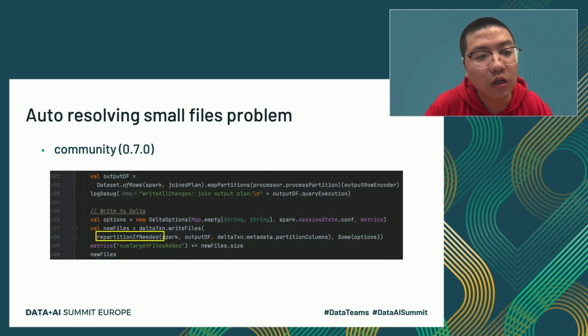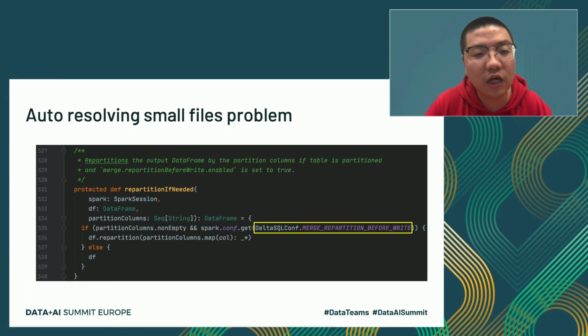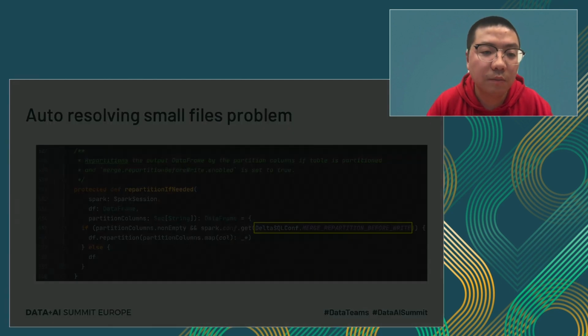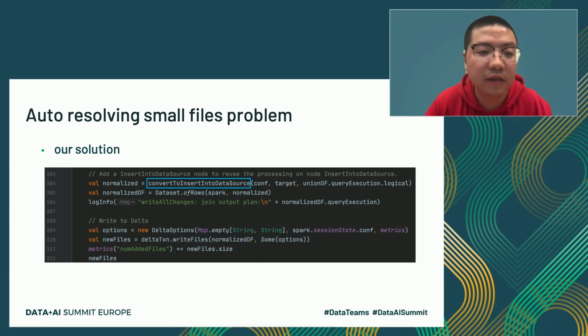And we also resolve the small file problem. In the current community version, 0.7, it adds a repartition if necessary method. This method uses a configuration. If the user sets this configuration to true, Delta will add a repartition to resolve the small files. But if the user didn't set it, it will generate many small files. But this is not good for us because our users didn't use the API, and our users didn't want to set configurations.